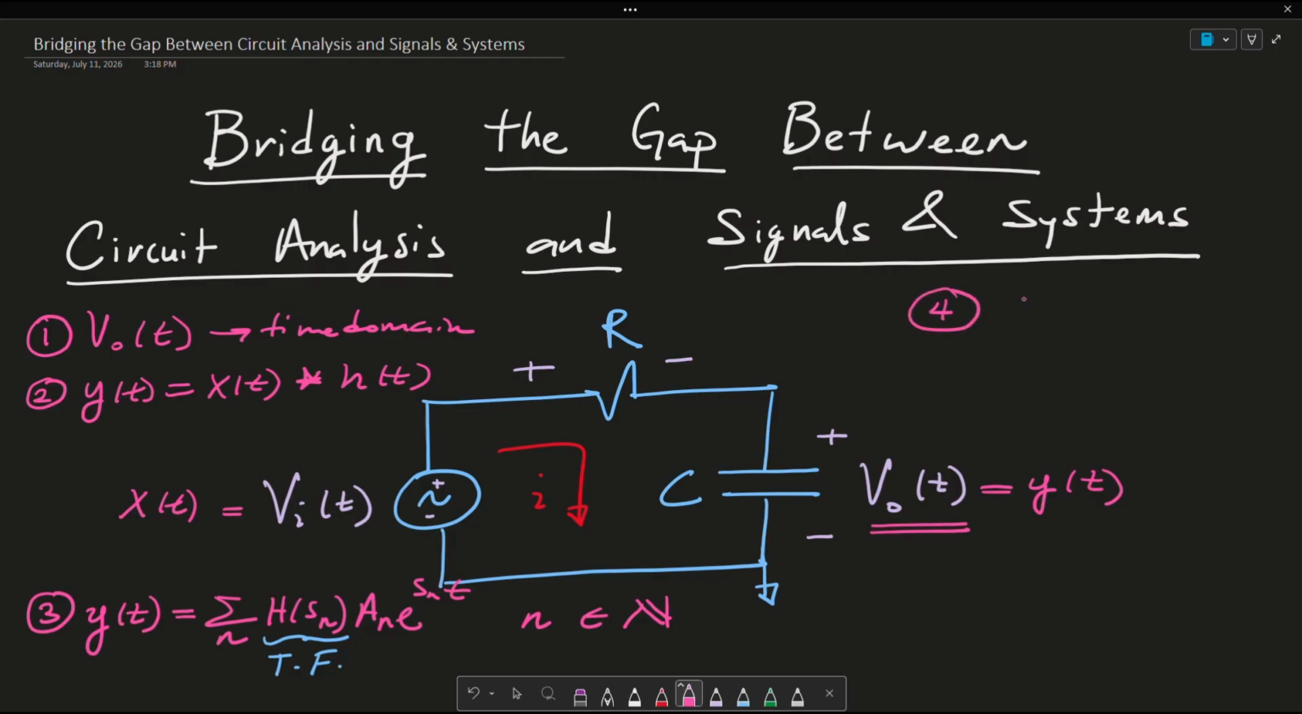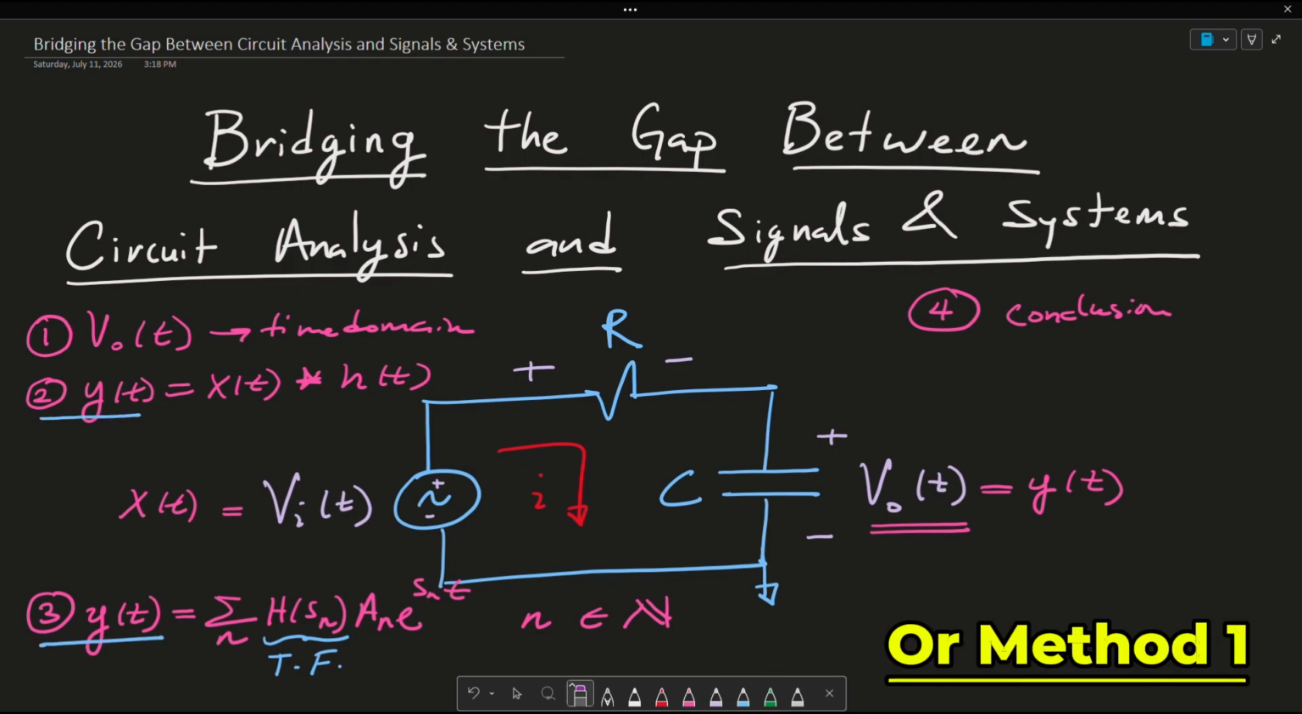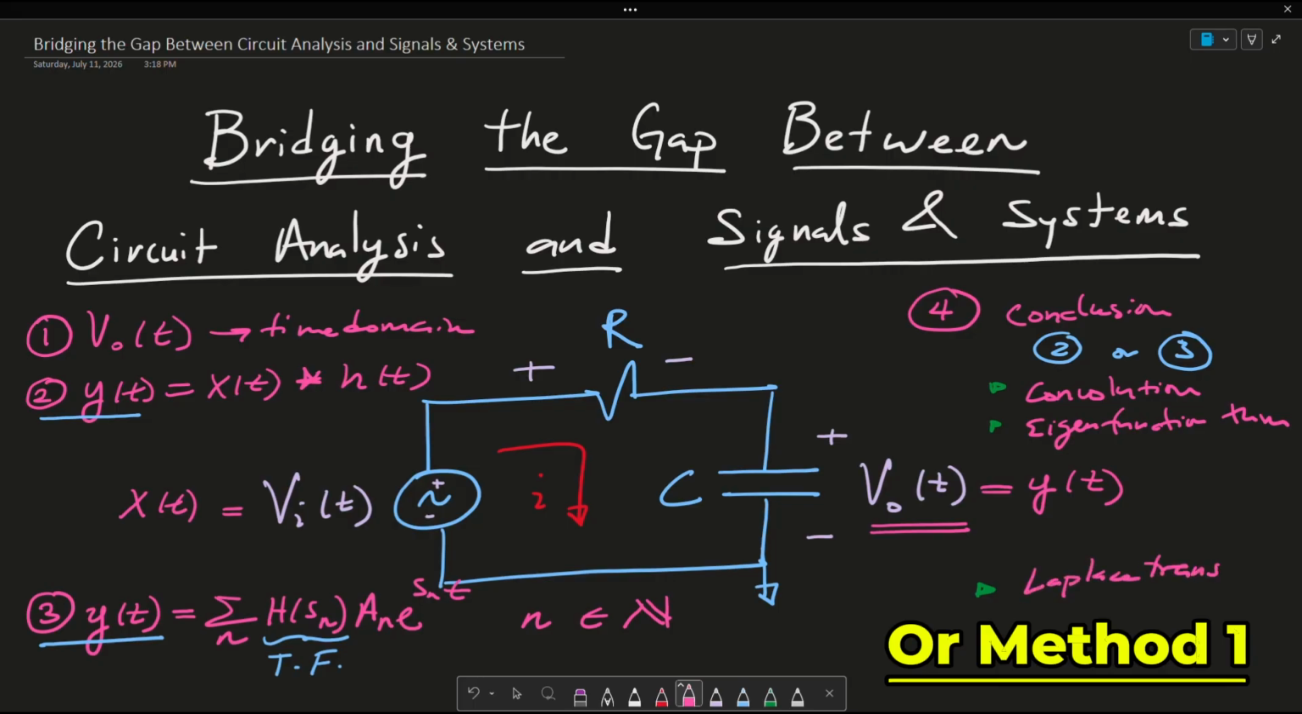The fourth and last thing we want to do is draw some conclusions, specifically about which method is easier to solve for y of t, method 2 or method 3. So again, we want to see if method 2 is easier than method 3, or if method 3 is easier than method 2. And this conclusion will also allow us to see the pros and cons of convolution and the Eigenfunction Theorem, and lastly, it would allow us to see why we need something called the Laplace Transform.